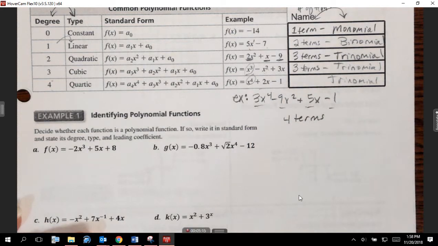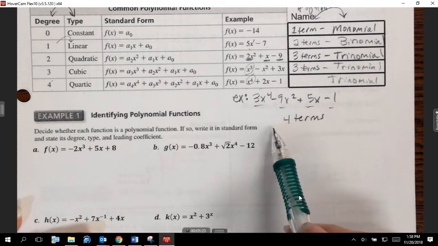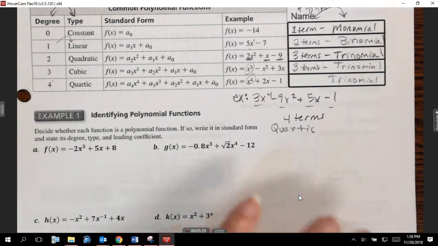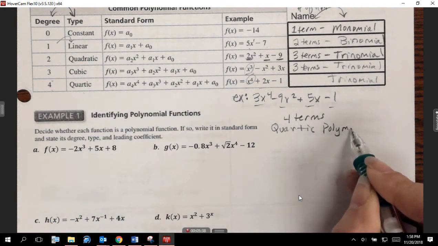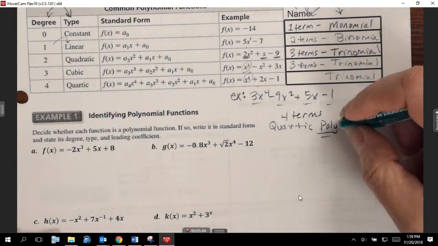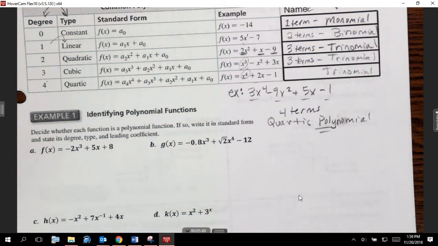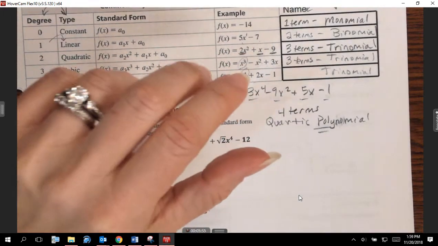But what is its highest exponent? What is its degree? 4. So what kind of polynomial? Quartic. See, it's in your chart if you forget what it's called. And then how many terms? It has 4 terms. So what do we call it if it has 4 terms? Just a polynomial. Poly means many. So polynomial just means that it has more than 1 term. So really, all of these, except for the first one, are polynomials. It's just when there's 2 or 3 terms, there's a more specific special name.